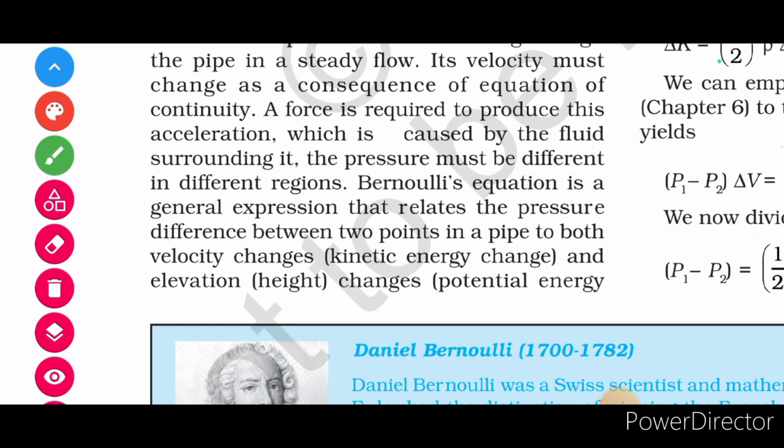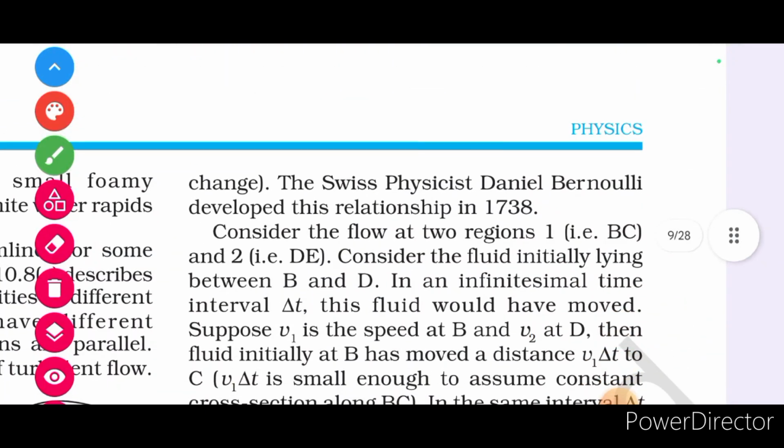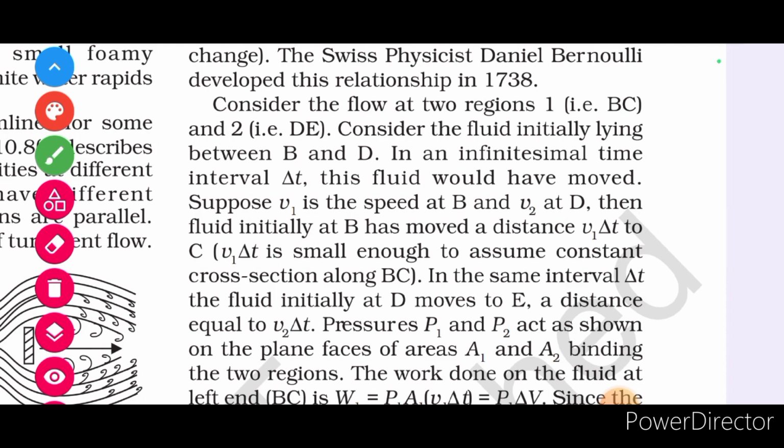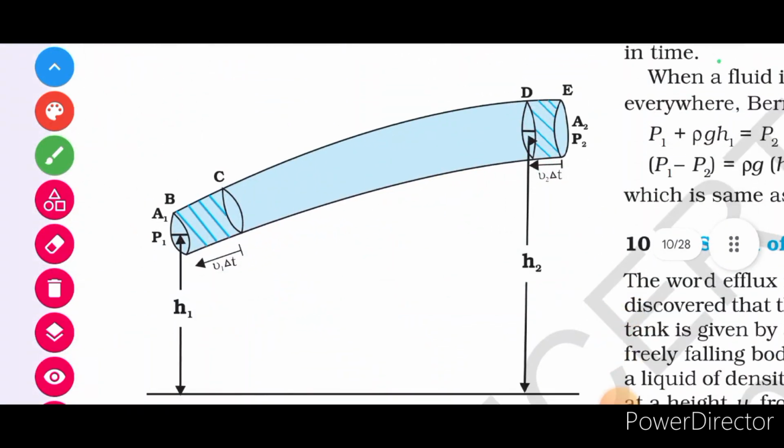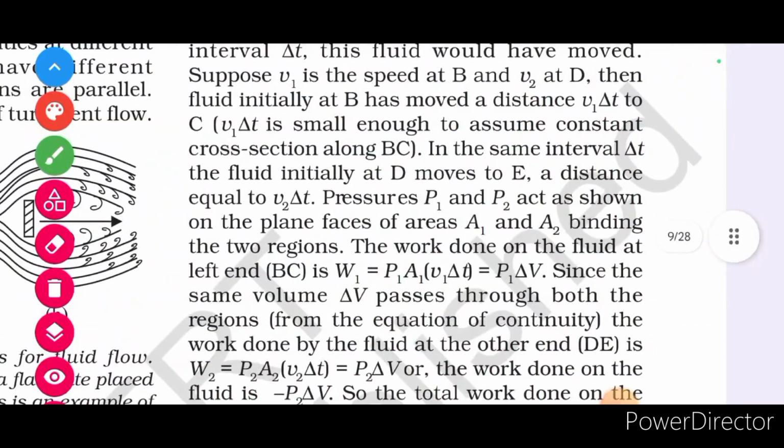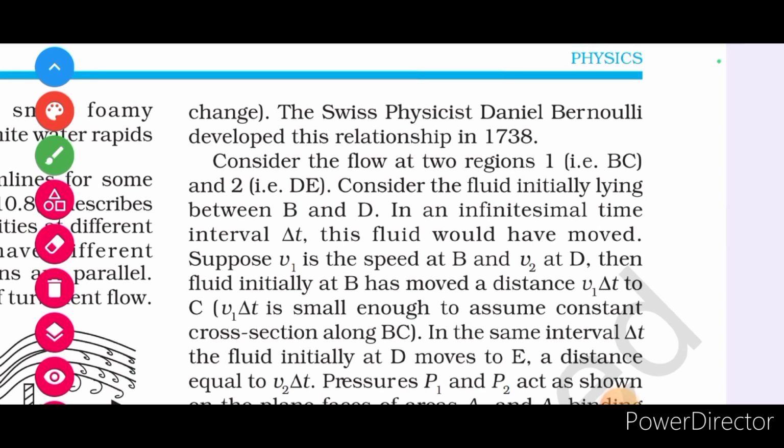Bernoulli's equation is a general expression that relates the pressure differences between two points in a pipe to both velocity changes and potential energy changes. Now consider the flow at two regions, BC and D. You can see the two regions clearly in the diagram, BC region and D region, regions 1 and 2. Now, in an infinitesimal time interval delta t, this fluid would have moved.